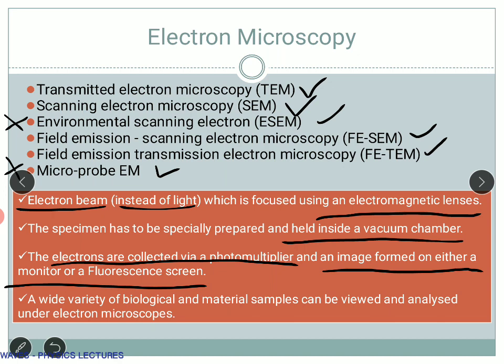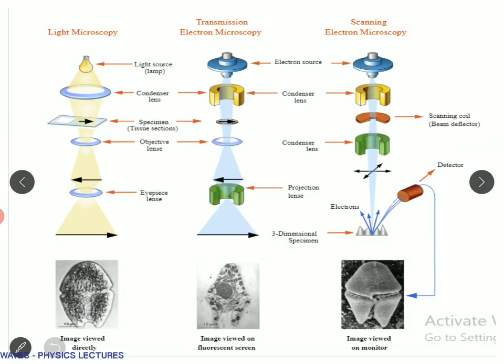Now using these techniques, a wide variety of biological samples and material samples can be viewed and analyzed under the electron microscope. In fact, you can also talk about the size and dimension of a sample under the electron microscope very clearly. So if you use light microscopy and view an image of a shape which is in this nature, under a light microscope you might see something like this.